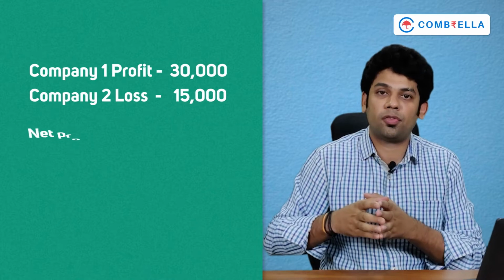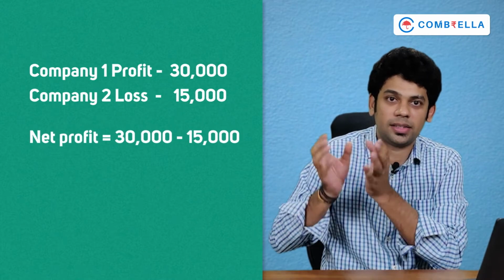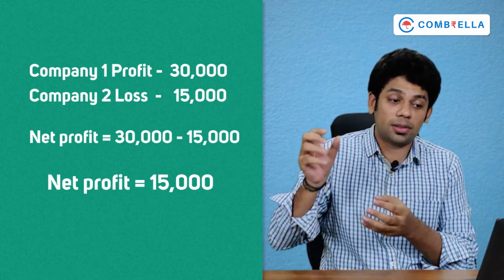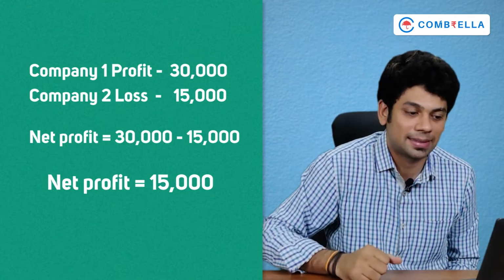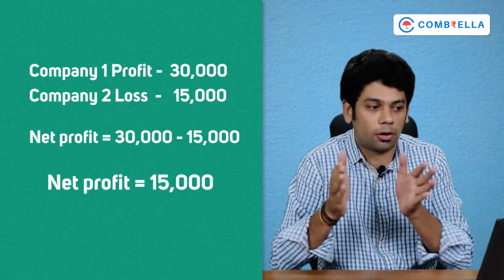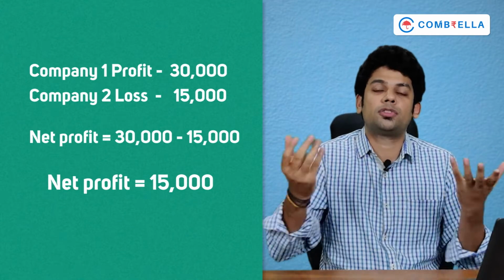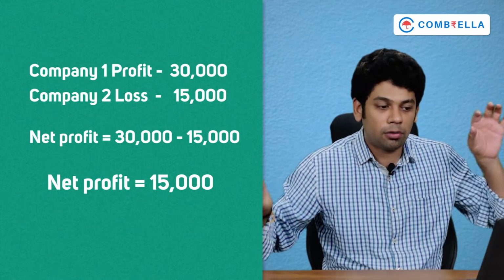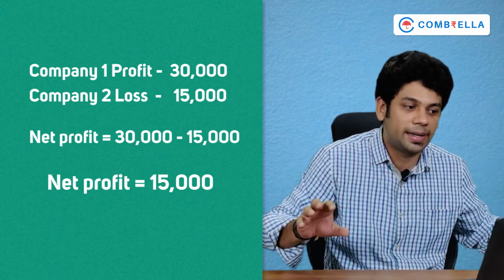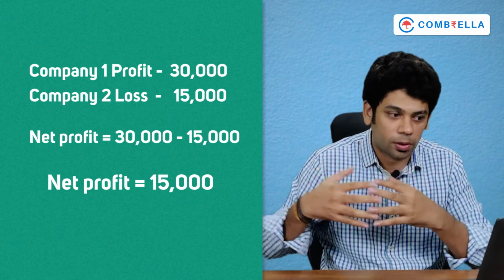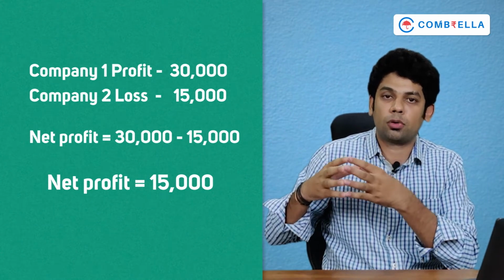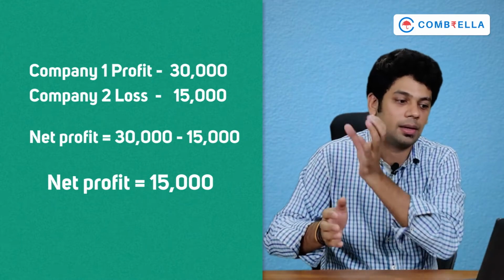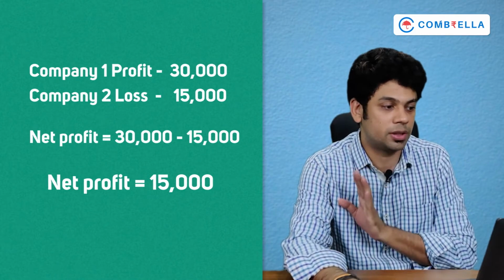So what is your net profit? 30 minus 15 is equal to 15,000 is your net profit only. And on this 15,000 you need to pay the tax. This is what is known as set off, right? If the set off was not there, what will happen? On 30,000 rupees profit you will pay tax, and on 15,000 rupees loss you will not pay any tax. But because of the set off provisions, you need to pay tax only on the net profit, that is profit and losses net set off together, and you need to pay tax only on 15,000.